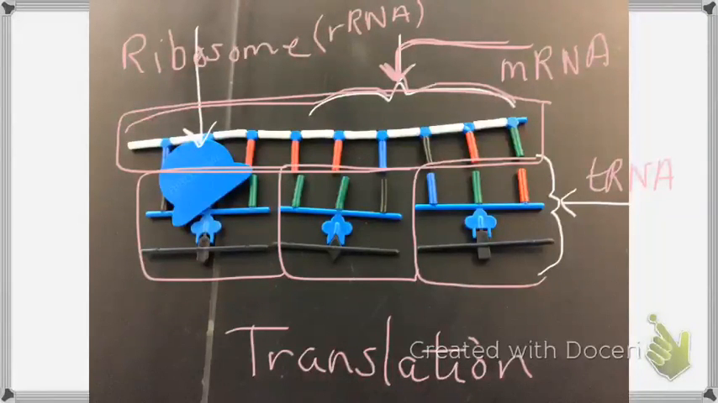So I see that translation involves a ribosome, which is rRNA. It involves the information, mRNA, and it involves the taxicab driver, which is tRNA. All the RNAs are involved in translation. Everybody okay with that? Okay, good.